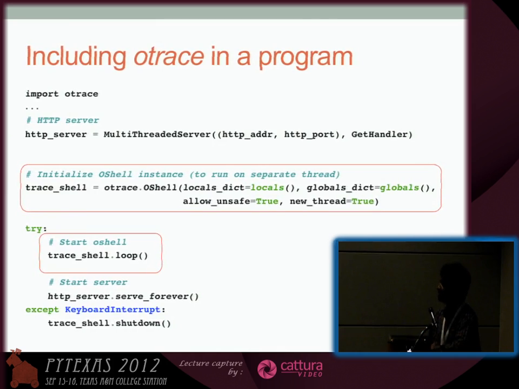Typically, you run it so that OTrace gets the terminal input, and your web server does the web serving thing, and you interact with OTrace using the terminal. This is the way it looks. You just insert a line which instantiates OShell, and then you start the OShell loop in its own thread, and then you start the event loop, and then when you shut down, you do a cleanup call. That's basically all you need to do. And actually, you can invoke it even without changing the code, just like you use PDB, you can do that as well.